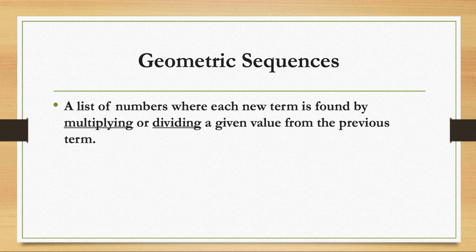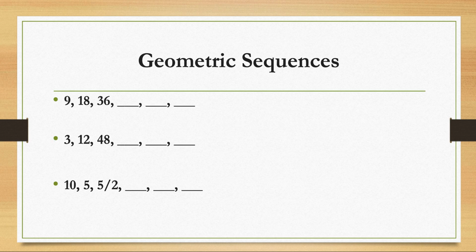So a geometric sequence is formed by either multiplying or dividing from one term to the next, right? So you want to remember that arithmetic is either adding or subtracting, and geometric is either multiplying or dividing. So we're going to look at a few examples here.